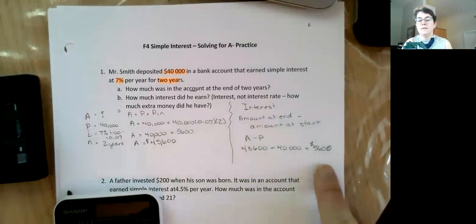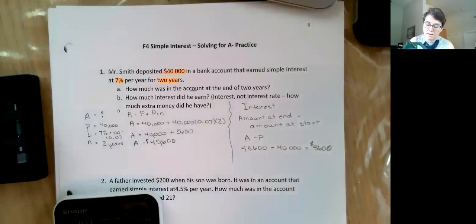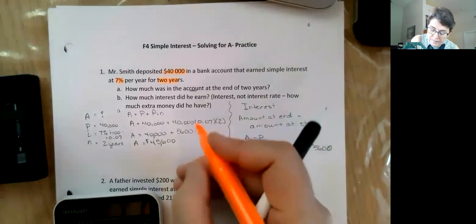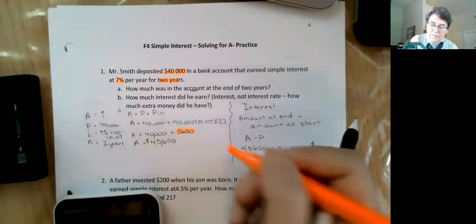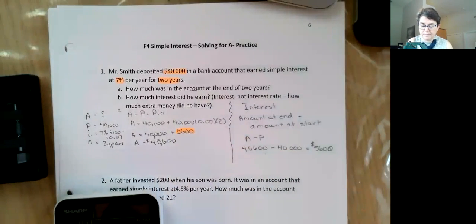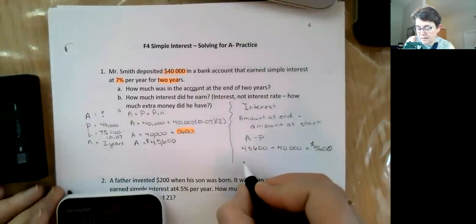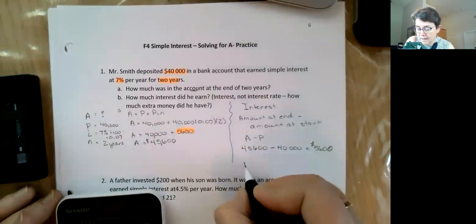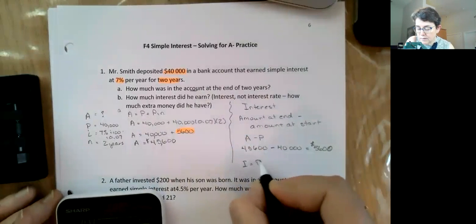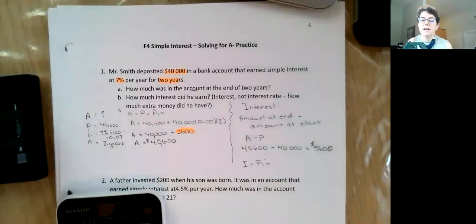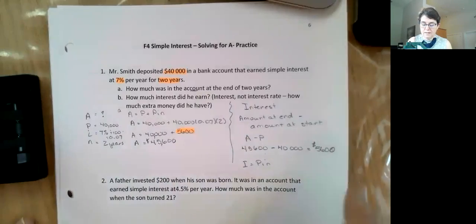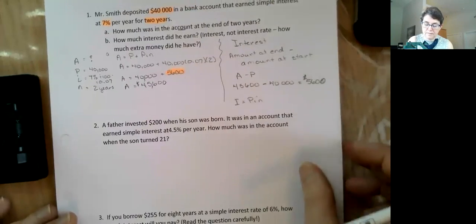Okay, so ta-da, there you go. By the way, in case you recognize it, it's also the number right there. There is a formula, I'll tell it, but I'm not going to use it again. Interest is equal to PIN. I just found it difficult to throw in more formulas than I need. All right, so let's see what the next one looks like.